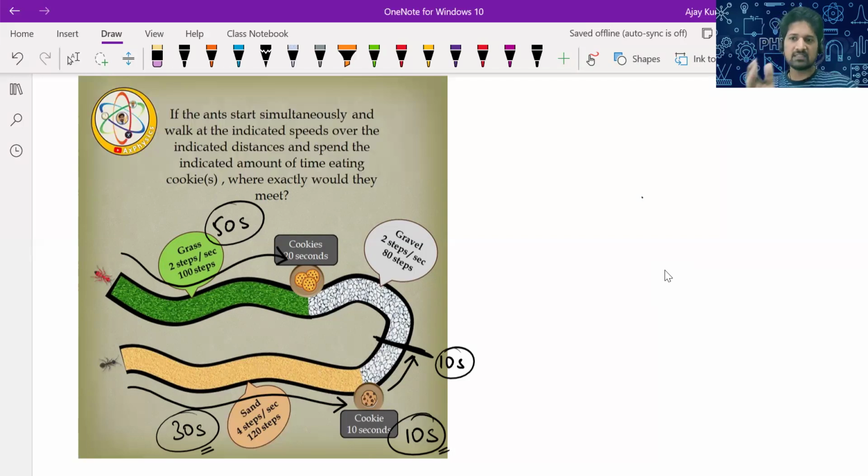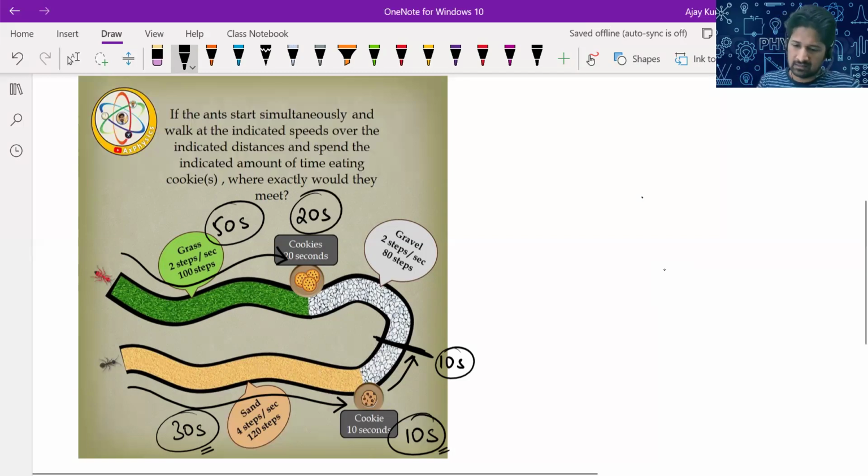The second stage for the red ant is eating those cookies. That takes 20 seconds. You assumed that it completes that stage. We have no guarantee yet, because in another 20 seconds the black ant may catch up with it and it may also start eating those cookies. That chance is also there, but you assumed it completes this. Go ahead.